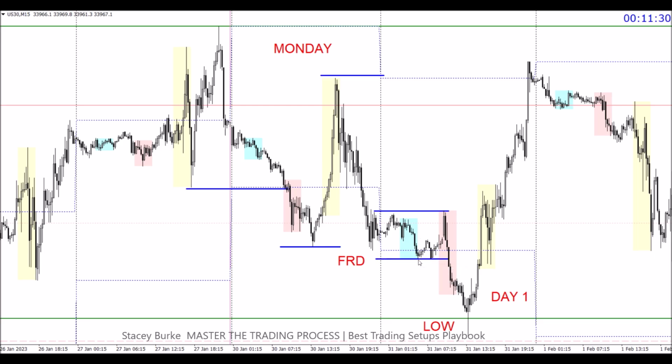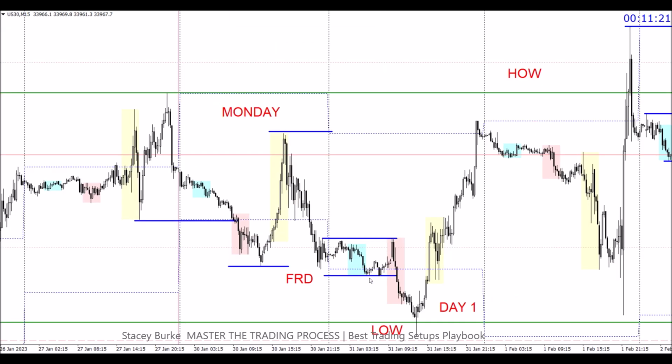So we redraw our levels. There's our consolidation. Again, I'll repeat this over and over. We draw our consolidation heading into the new day. If they expand it, so be it. We redraw those levels. They broke outside of our previous day's low.